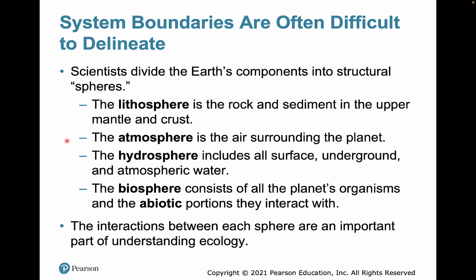So if we take a look at the boundaries of systems, okay, just from an Earth perspective, there are 4 main Earth systems, 5 if you count the one we're going to talk about. The lithosphere is the rock part. The atmosphere is the air. The hydrosphere is the liquid water. You can also throw the cryosphere in there, which is the frozen water. And then there's the biosphere, which is all the living things.